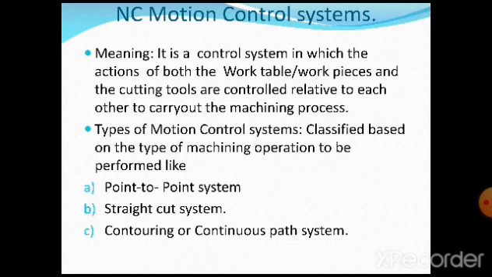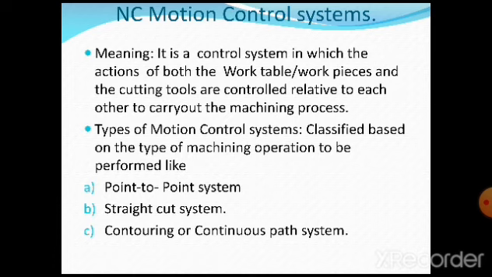That means if we want to carry out any type of machining process, if there is no synchronization, if there is no proper movement between the two important elements, the cutting tool and the work table, then it is very difficult to carry out the machining process. It may be a turning operation, a drilling operation, or a milling operation. The type of operation is not important here.